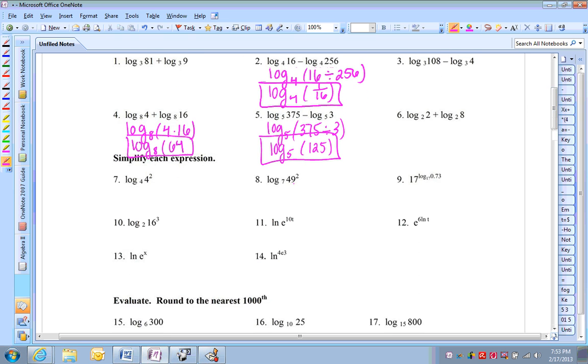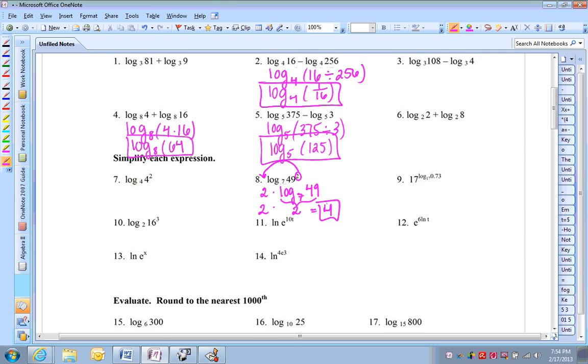On problem 8, we have an exponent of 2. And our logarithm properties allow us to bring that exponent out front. So this is 2 times log base 7 of 49. Now, the way we figure out what log base 7 of 49 is, we think, what power can I raise 7 to give me 49? And 7 squared is 49. So if we raise 7 to the second power, it would give us 49. And so log base 7 of 49 is 2. 2 times 2 equals 4.